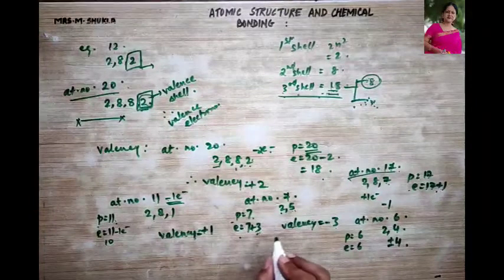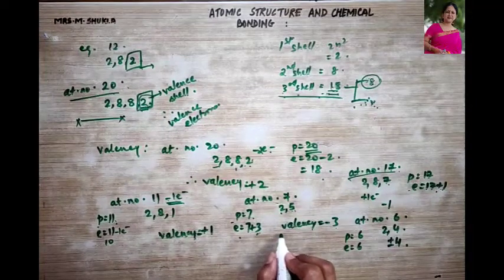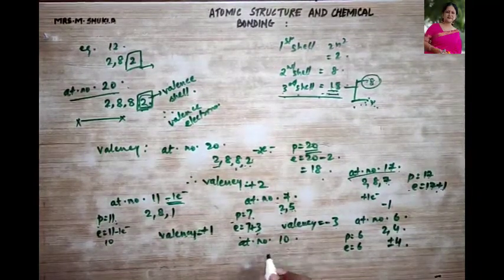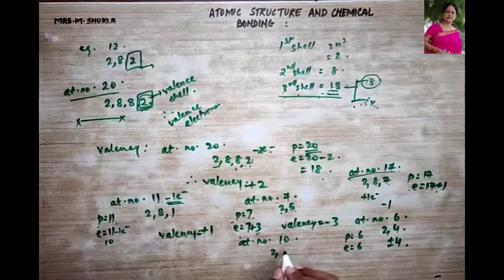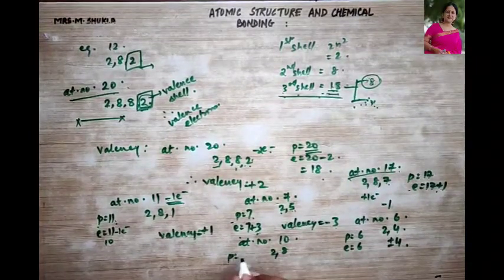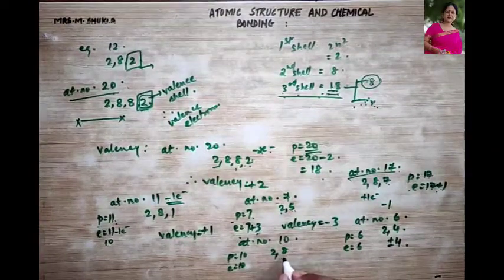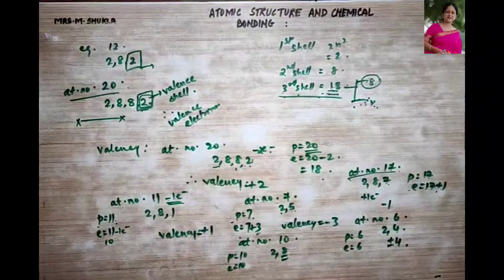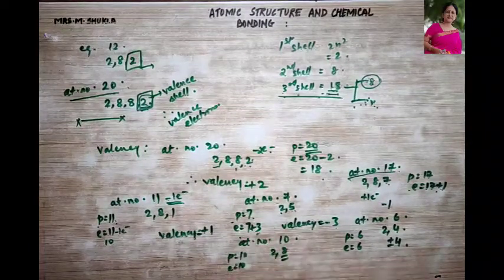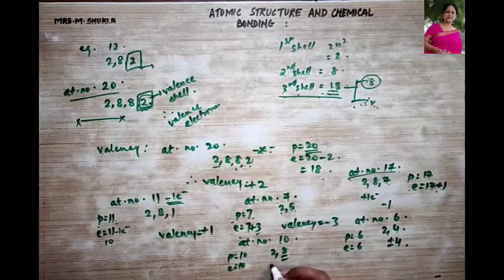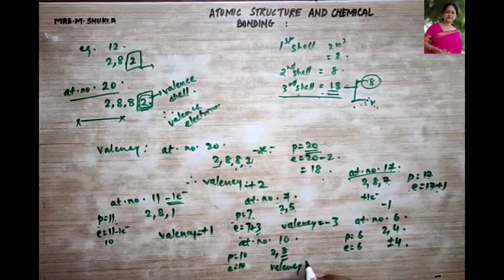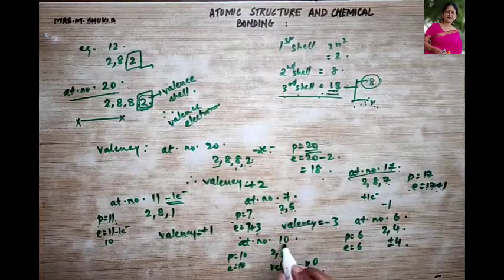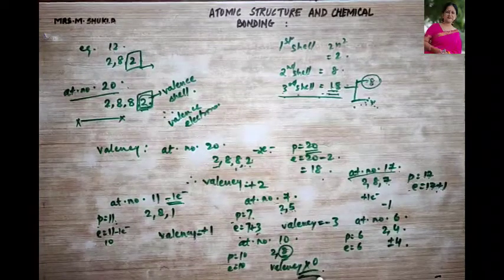Then you talk about atomic number 10. The configuration is 2 and 8. Here protons are 10, electrons also 10, but it follows the nearest noble gas configuration, that is, it has 8 electrons in the outermost shell. It is neither going to lose, gain or share any electrons. So valency is what? Nothing. Valency is 0. So all those elements whose outermost shell is complete do not have a valence shell.